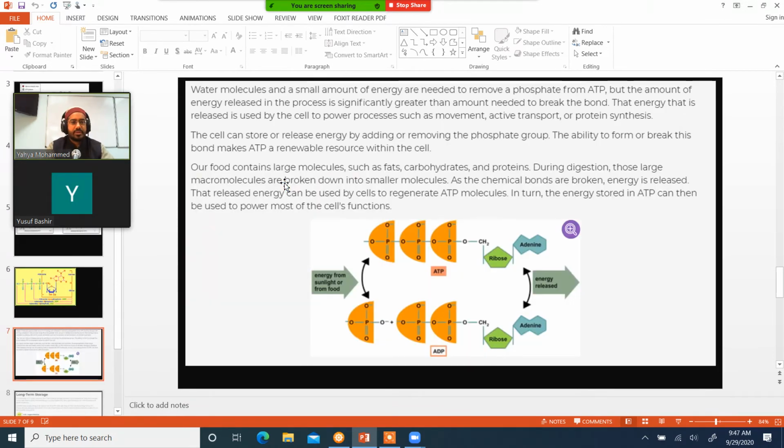All right. So let's take a look over here, right? So this is kind of telling you the same kind of thing, saying water molecules and a small amount of energy are needed to remove a phosphate from ATP, right? So we talked about the hydrolysis. You put a water molecule and it breaks it apart. You also need to insert a little bit of energy. However, you get a lot more energy out of it than you put in to break the bond. So to break the bond, you have to use a little energy.